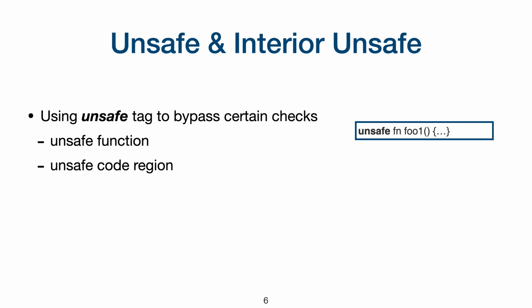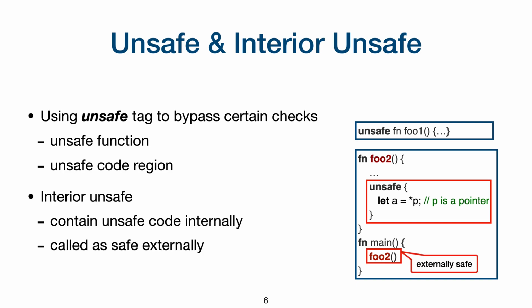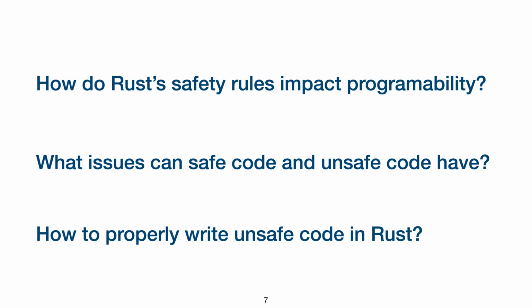A function can be marked as unsafe. A piece of code inside a function can also be marked as unsafe. For the latter, the function can still be called in safe code. We call this pattern interior unsafe. Rust's safety rules are very different from traditional languages, and it gets even more complicated when unsafe code is introduced.